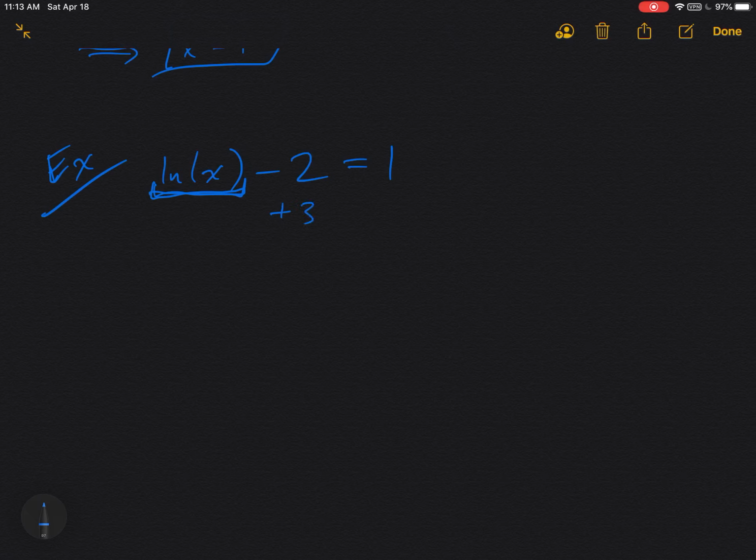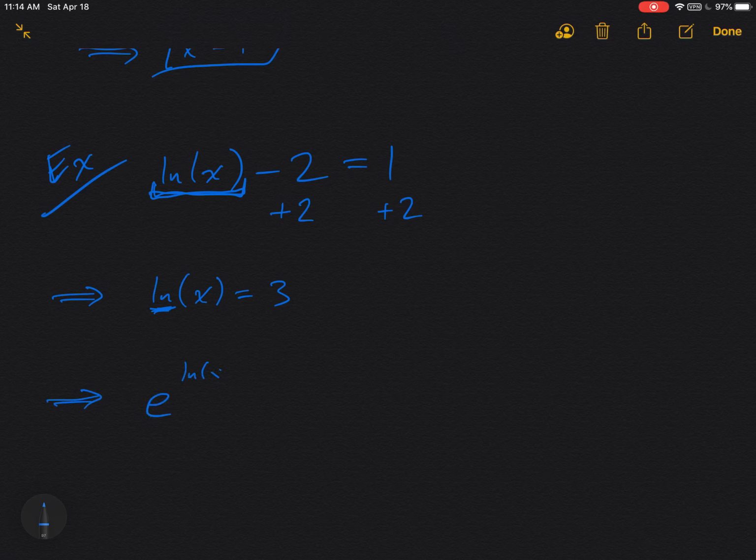So to isolate it, we would do what we normally do when isolating expressions. So I'm going to add 2 to both sides here. That would tell me that ln of x is equal to 3. And now that we have an isolated ln, I want to get x by itself. To get x by itself, I can apply the inverse function to this ln to cancel it. And the inverse function of ln of x is e to the x. So I'm going to apply that to both sides.